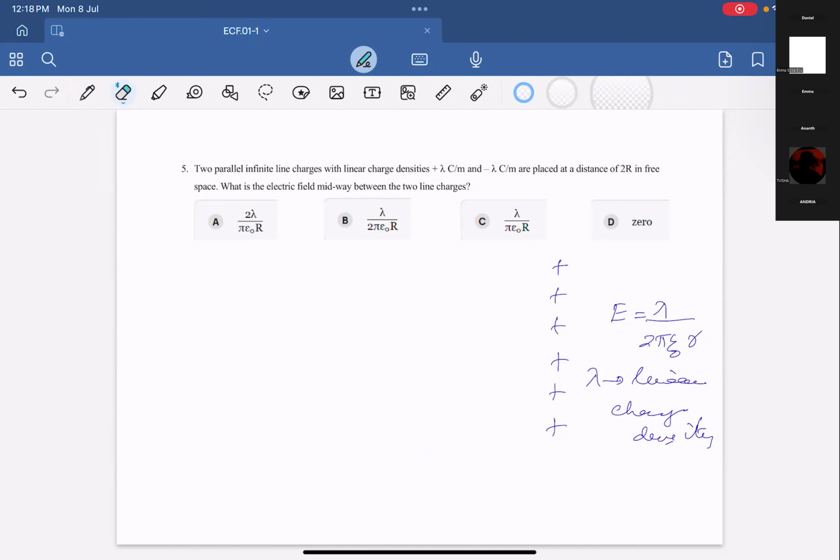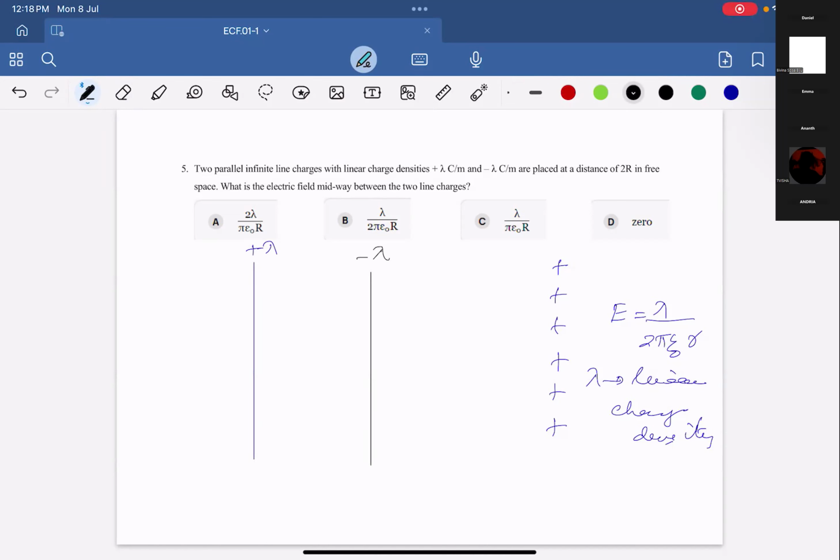What is the equation for linear charge distribution? E is equal to lambda divided by 2 pi epsilon 0 r. Lambda is called linear charge density. Now let us draw the configuration here. First, we have a line of charges having plus lambda. And then there is another parallel line having minus lambda.